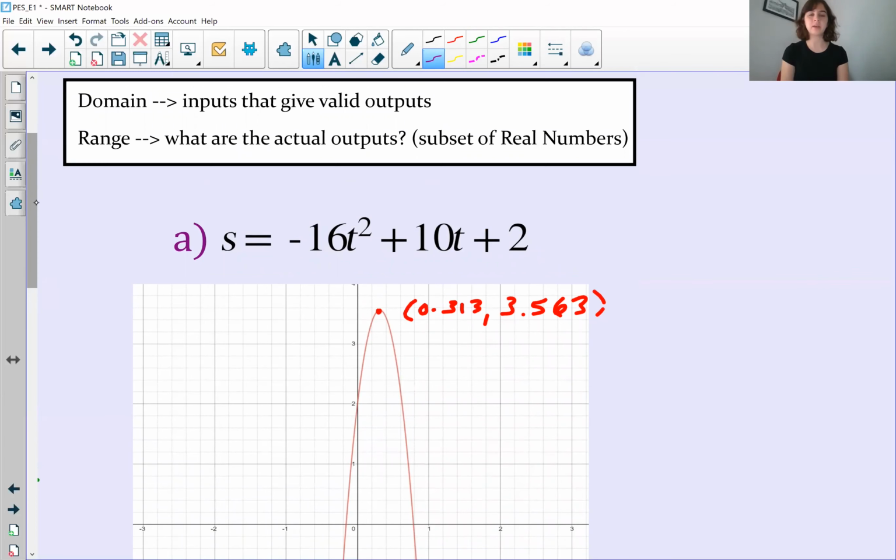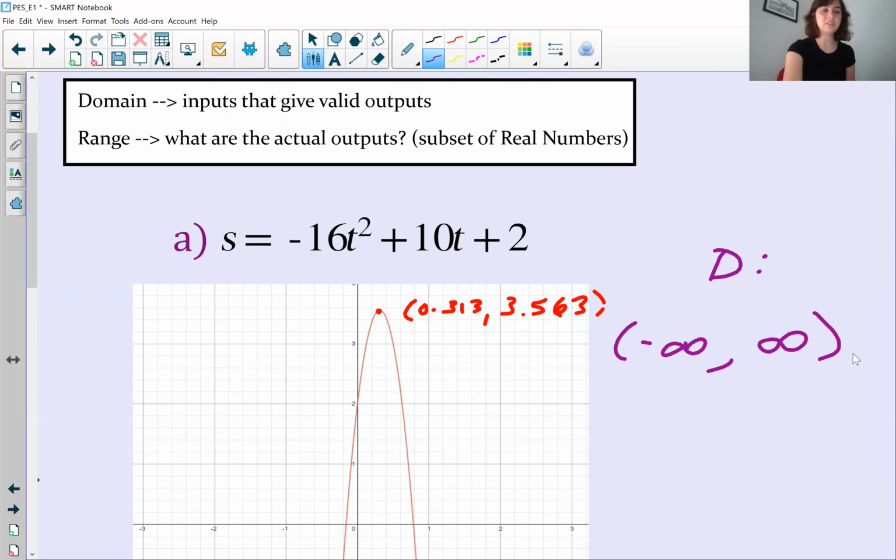The domain is going to be the inputs that give valid outputs. So I have to look at this function and think, what can I plug in here to get real numbers for s? And because it's a polynomial, just in the definition of that function, our domain is going to be from negative infinity to positive infinity. And we can see that any real number for t is going to give a real number for s.